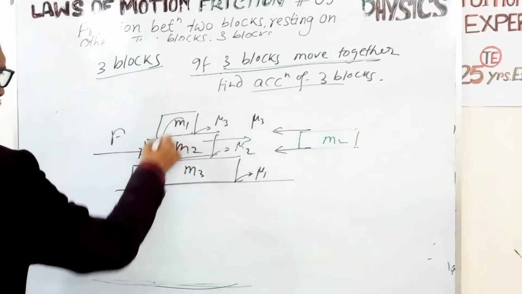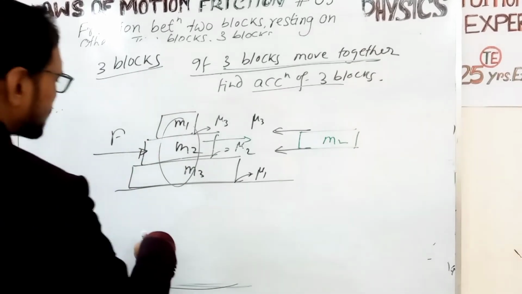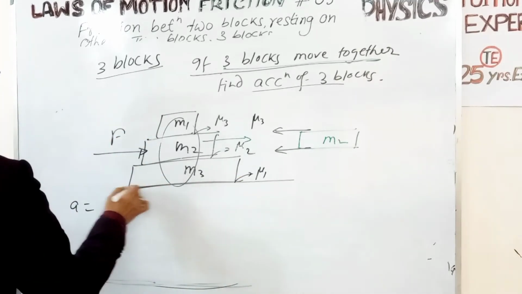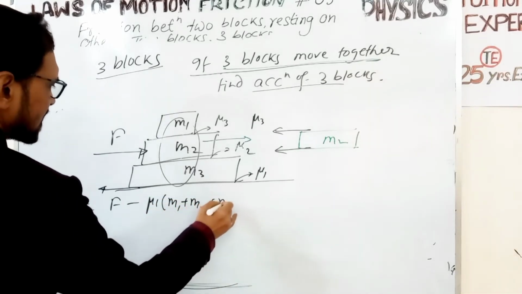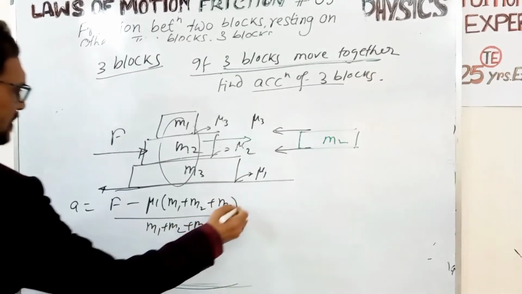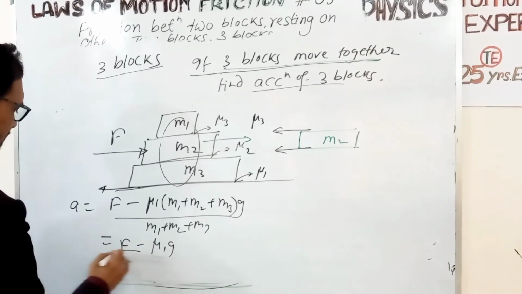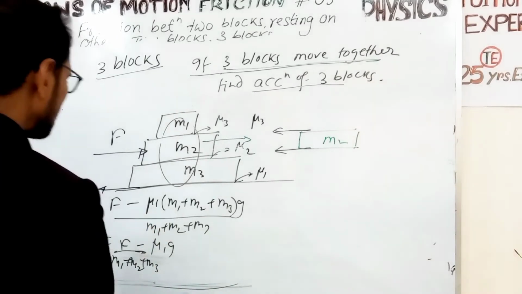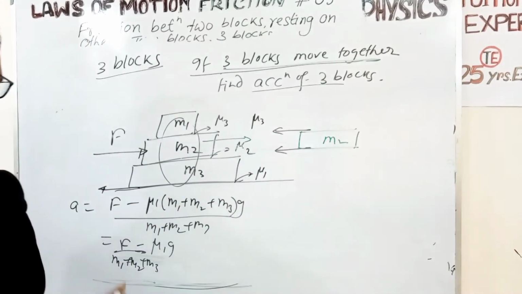So here, if we take the three blocks as a whole, then what acceleration do we get in the second method? Simply the net force F, and friction acts in this direction. So the acceleration equals F minus mu1 (m1 plus m2 plus m3) g, divided by the whole mass m1 plus m2 plus m3. So this is the answer: F by (m1 plus m2 plus m3) minus mu1 g. Now if we draw the free body diagram, we finally get the same answer.